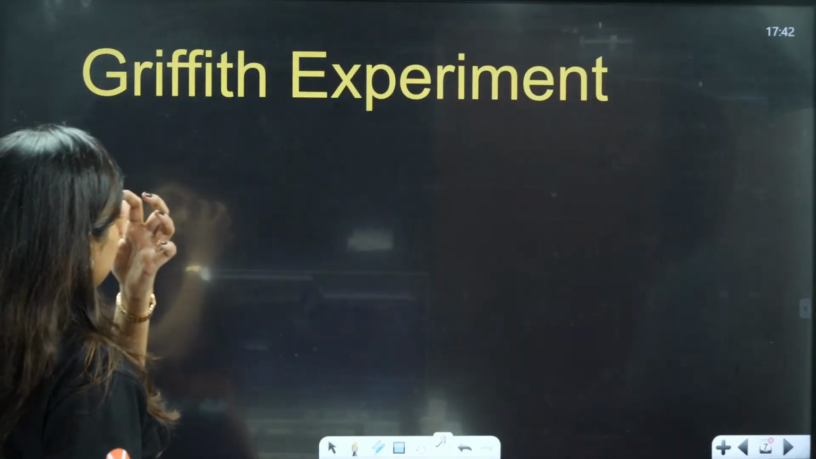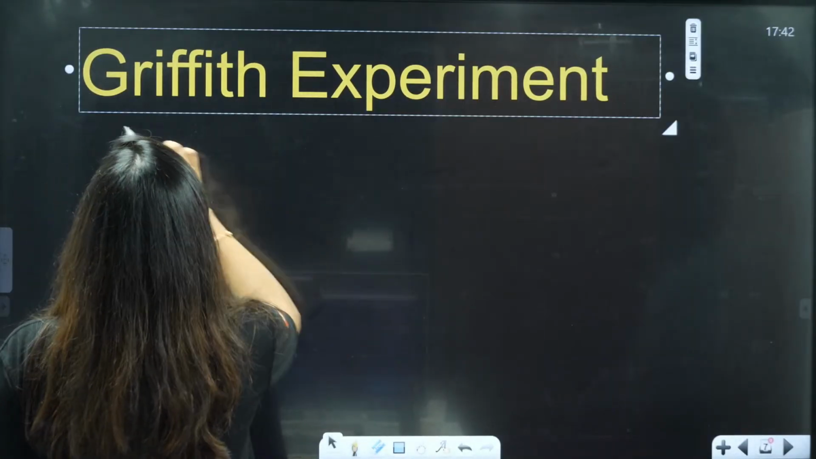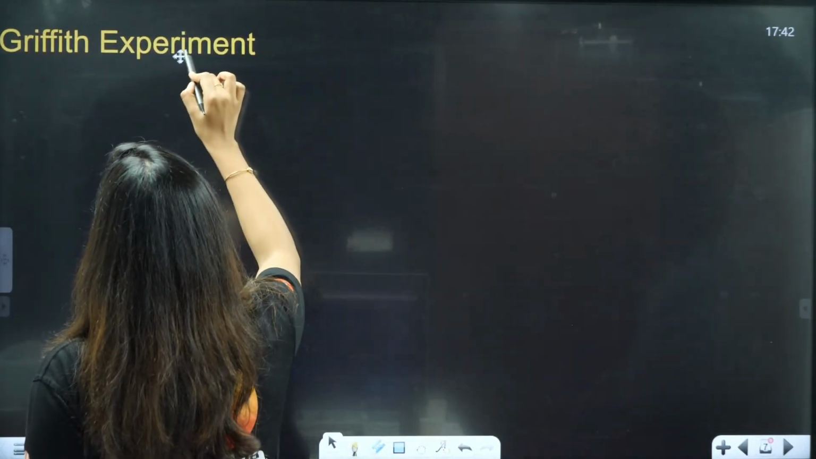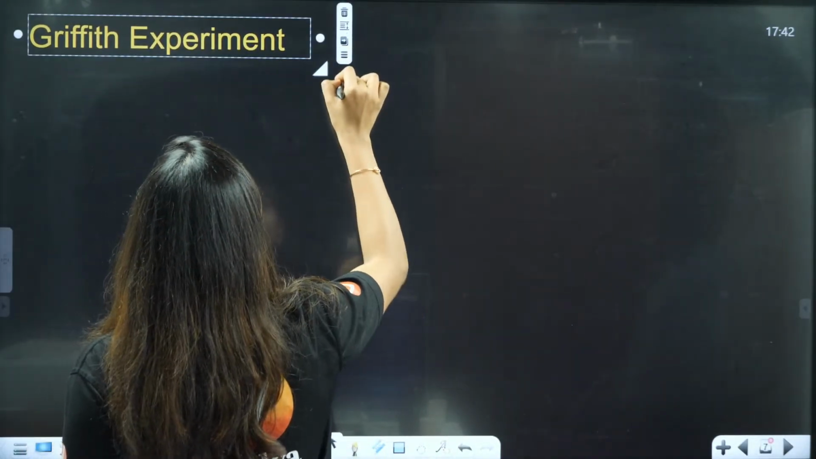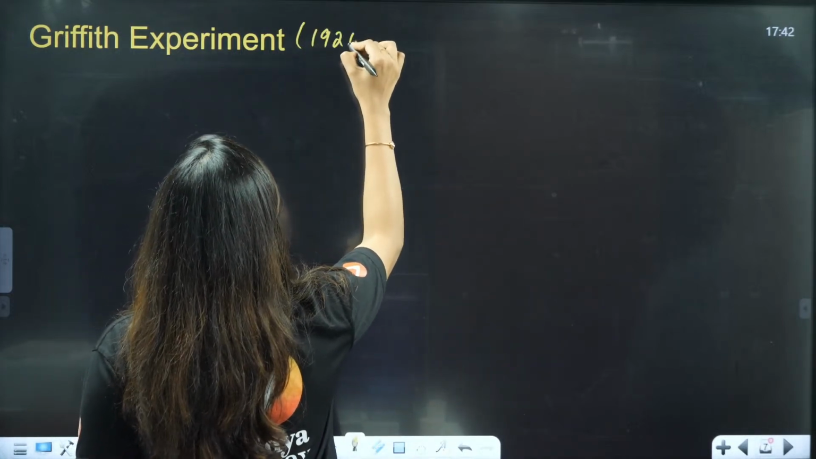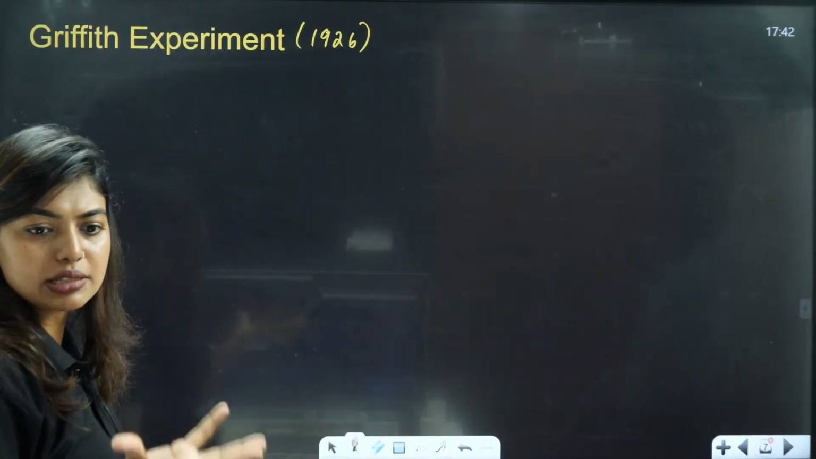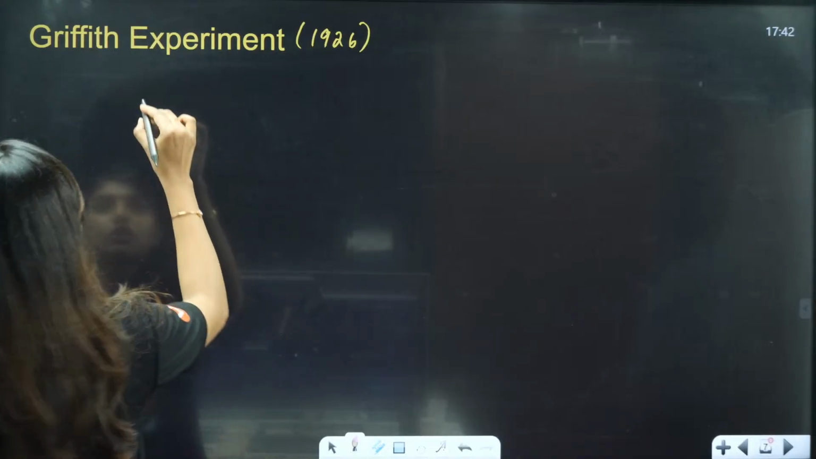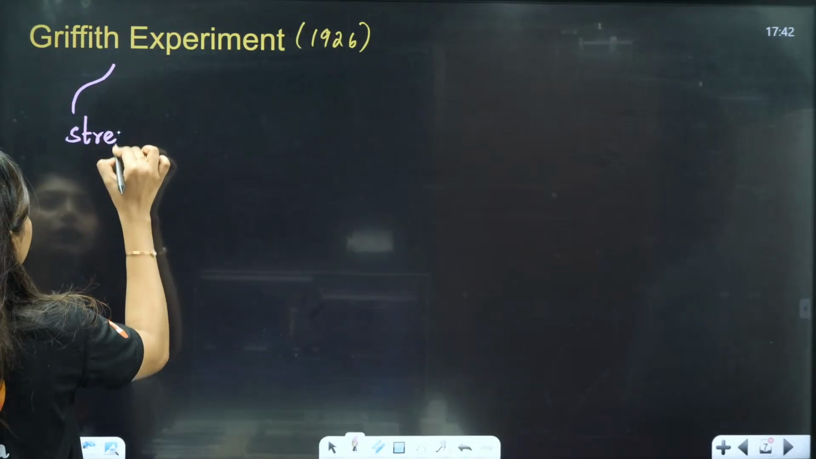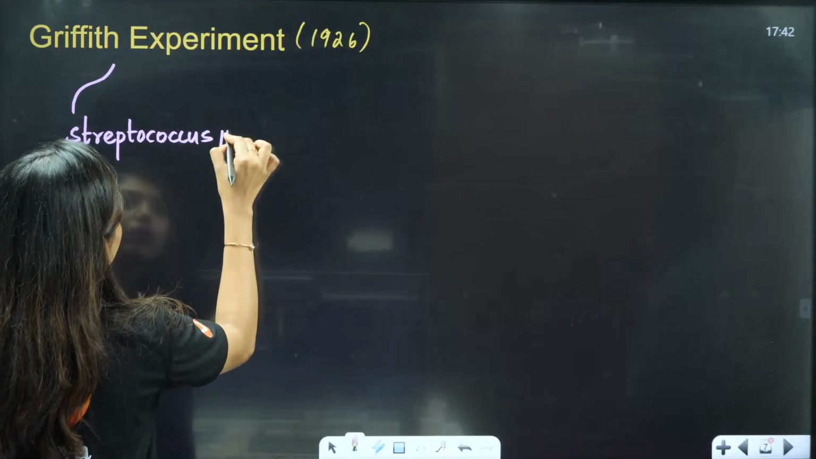So Griffith's experiment in 1926, okay. I'm just putting the heading here for all of you to understand. So it happened in 1926, okay. Now what was the experiment based on? So the Griffith experiment, students, was mainly based on Streptococcus pneumoniae.